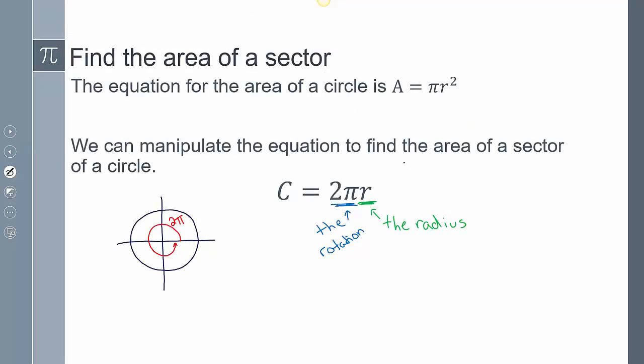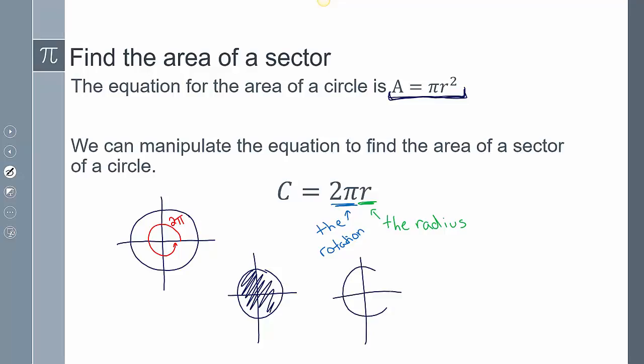Now, to find the area of a sector, we're going to use the equation A equals pi r squared. And we're going to use this concept to help us. Now, the issue here is that when we're trying to find the area of a sector, we only want a portion of this. Meaning, if I imagine this entire circle, that's going to be the area. Well, the area of a sector is saying, I only want this much of it. So I need to use the concept of circumference to help us with that.